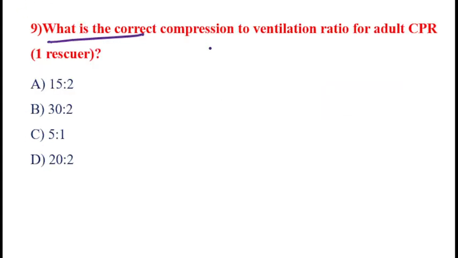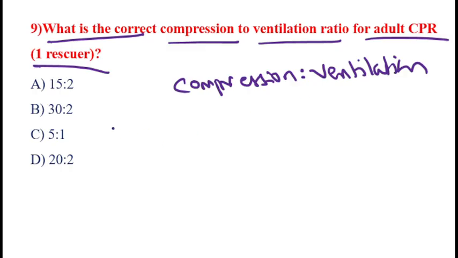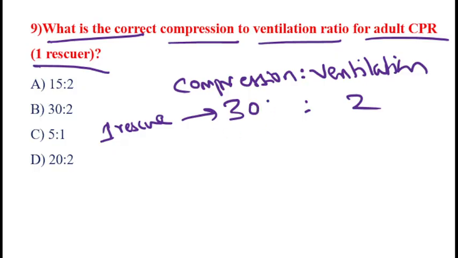Next question: what is the correct compression to ventilation ratio for adult CPR when there is only one rescuer? Compression means chest compression, and ventilation is the breaths. When only one rescuer is there, the compression should be 30 compressions and 2 rescue breaths. For example, if only one person is performing cardiopulmonary resuscitation, he has to give 30 chest compressions and then go to ventilation. Rescue breaths have to be given.